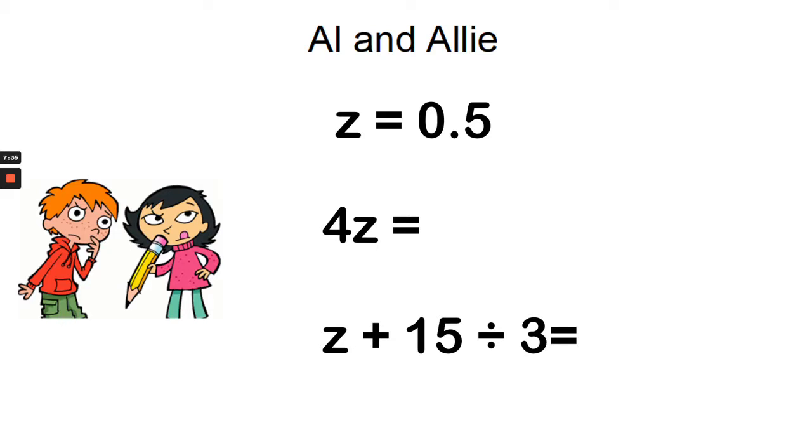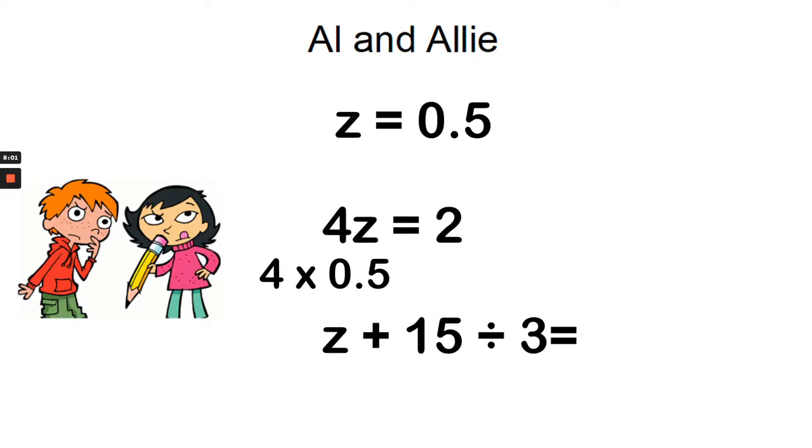All right, let's have a look at this first one, 4Z. When we see Z, it has a value of 0.5 or half. 4Z means 4 lots of 0.5, or if I was going to say this with Sam, half of 4. Half of 4 is equal to 2. 4 multiplied by 0.5 is the same as 2. All right, let's move on.